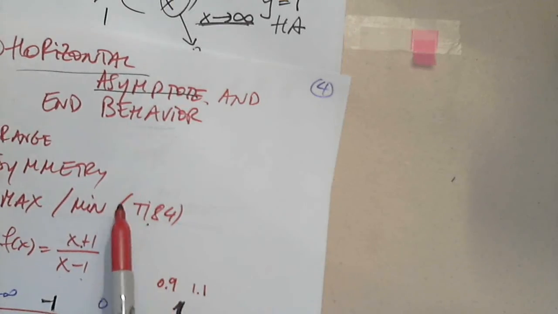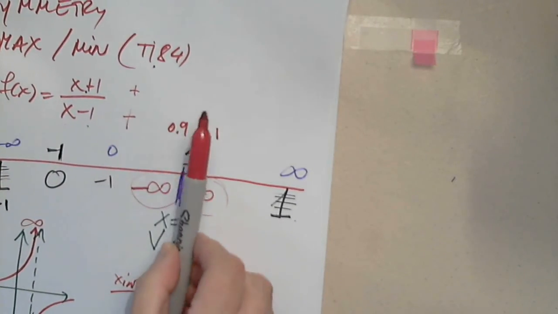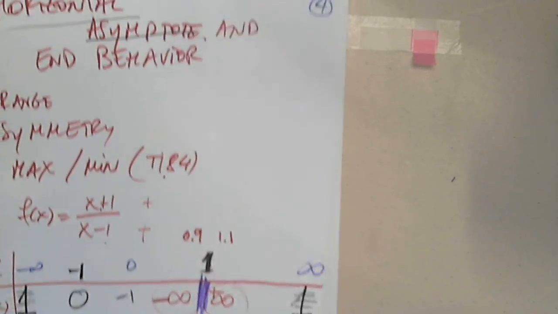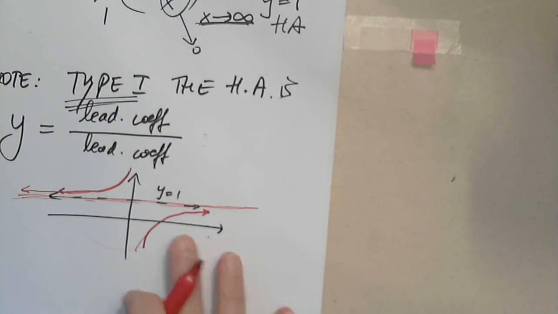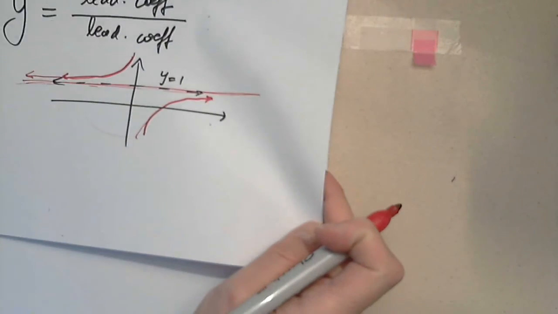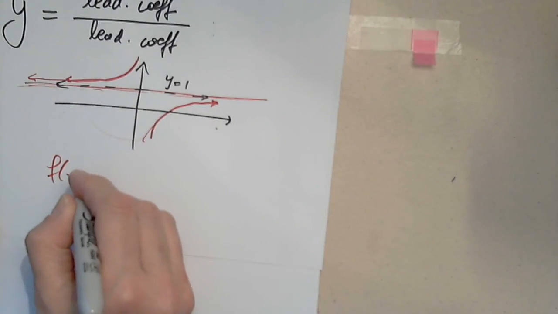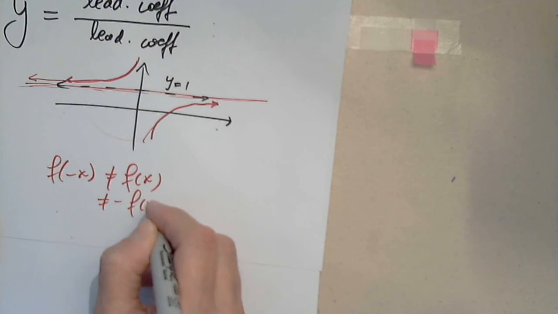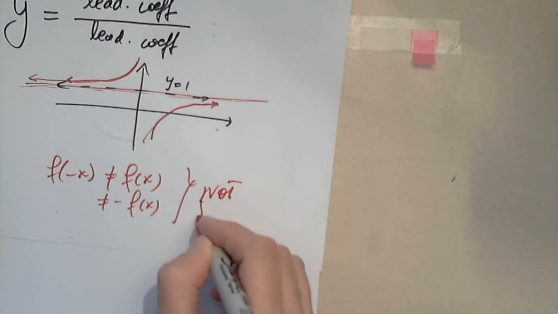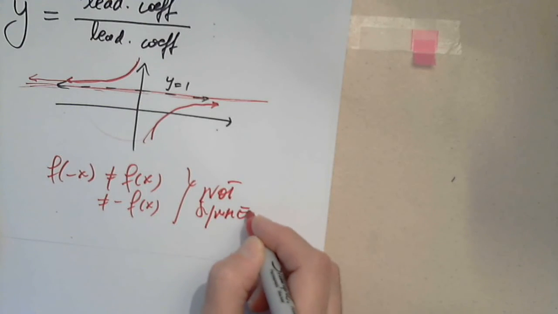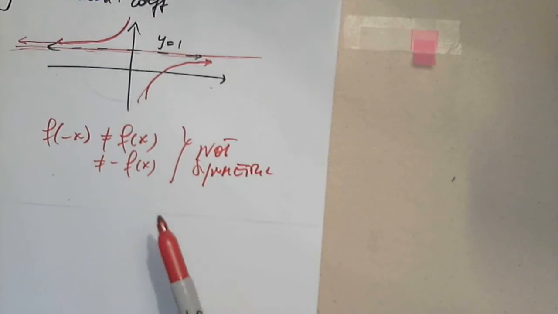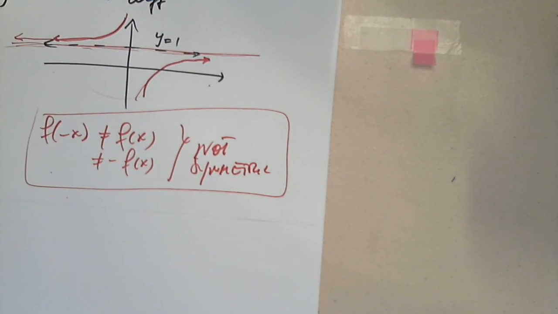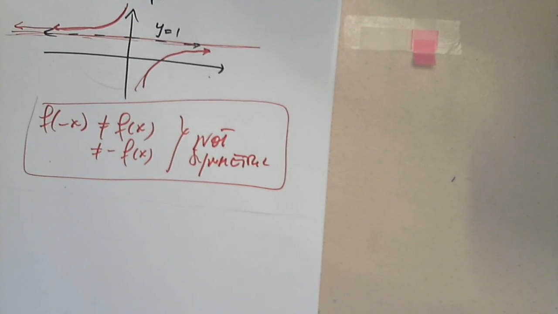Okay, so the symmetry in this case: if there is a vertical asymptote at 1 and there is no vertical asymptote at negative 1, the function cannot be symmetric. But I have to write, like we always did in the past, that f of negative x does not equal f of x, and it does not equal negative f of x. Not symmetric. Just to show my professor that I know what I'm talking about. You don't have to calculate anything. This is good enough.